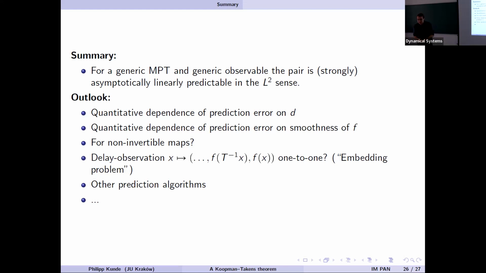Other questions? For Mike, maybe. I have a question, if you can hear me. Yes. Okay. So I have a question, maybe a little bit about the proof.